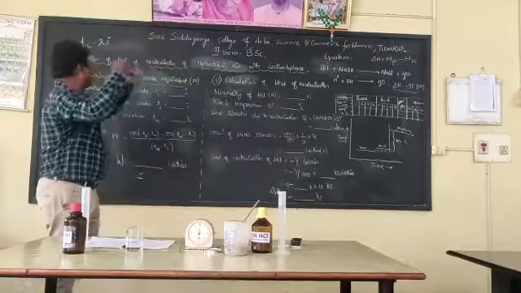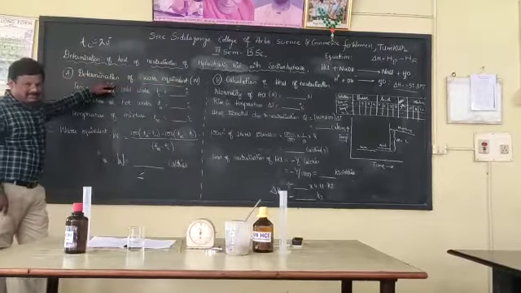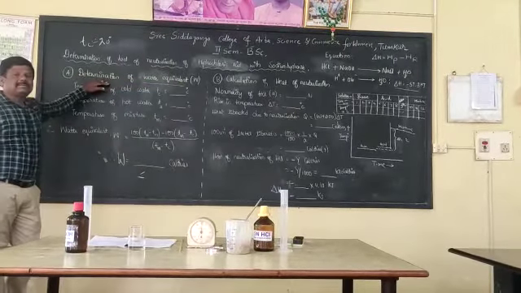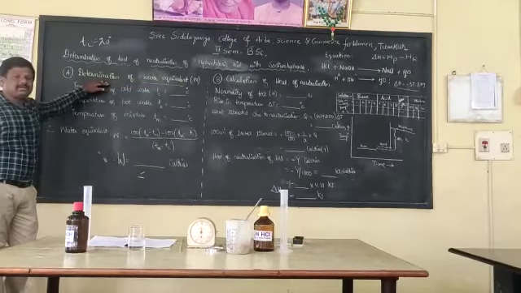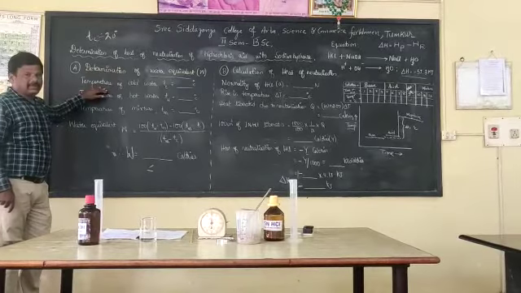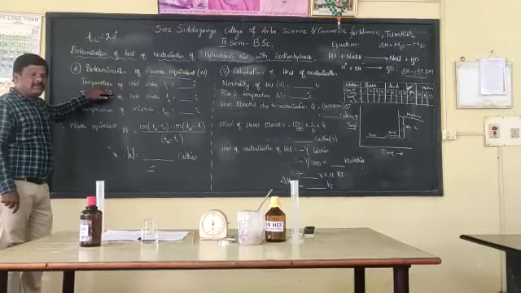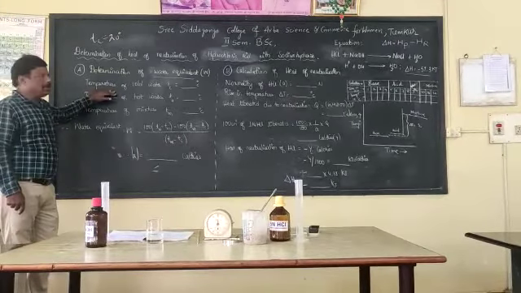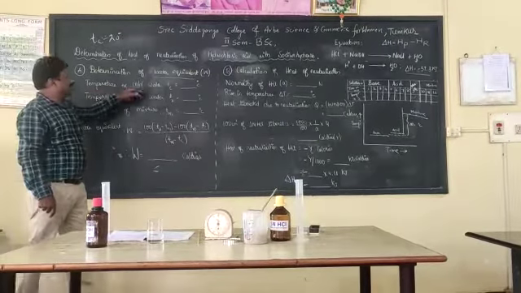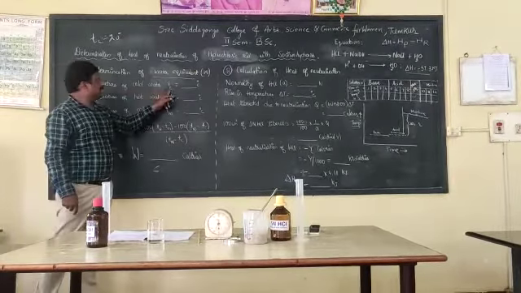There are 2 steps in this experiment. The first step is determination of water equivalent. The second step is calculation of heat of neutralization. With respect to the first step, how do you determine water equivalent? You measure 100 ml of water in a beaker and note down the temperature. That is called Tc, and we have to record this value.